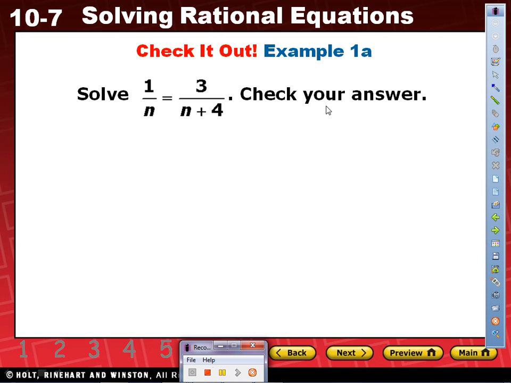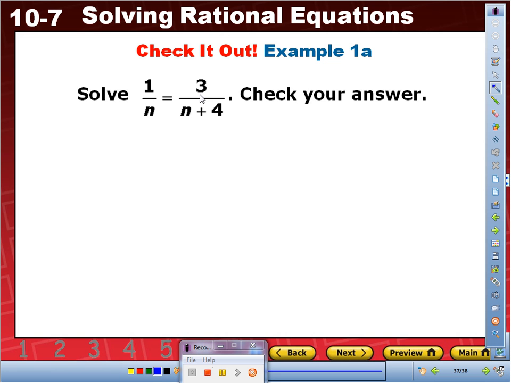And this one, I want you to check your answer, please, at the end. Solve 1 over n equals 3 over n plus 4. Check your answer. You have 30 seconds. Well, 40 seconds with a check. Go.